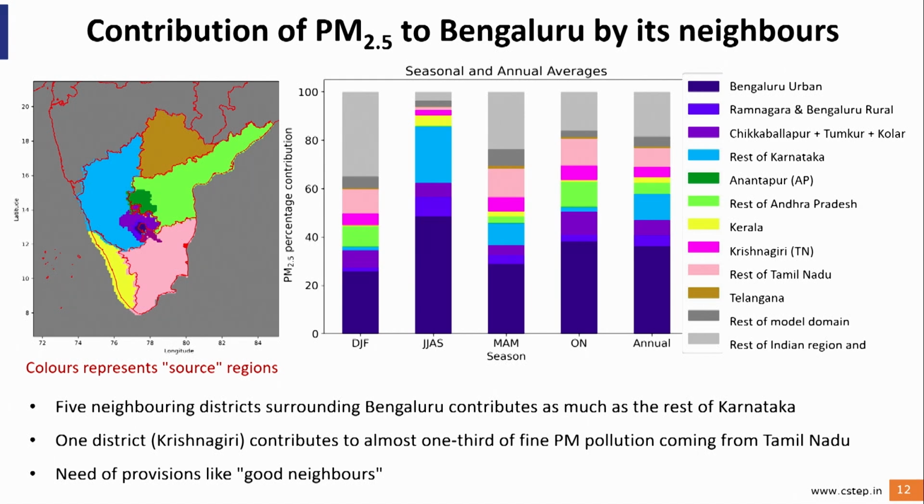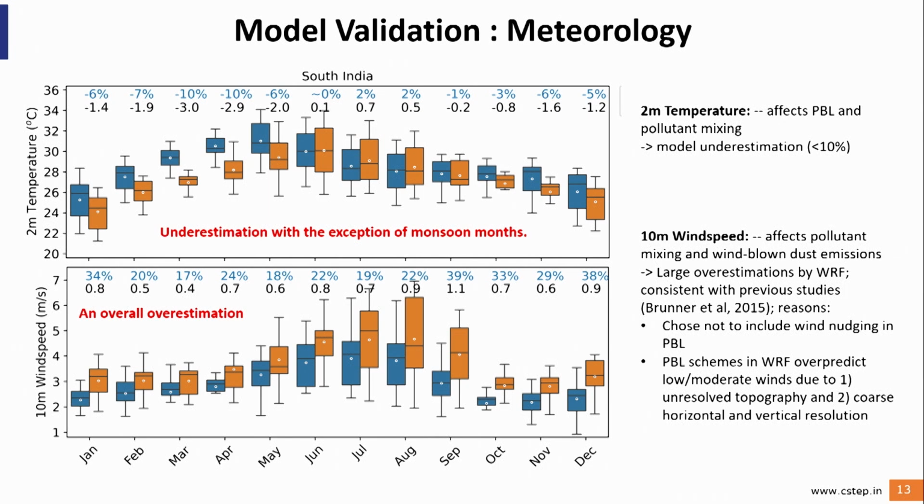So we need provisions like Good Neighbor, which is there in the US under the Clean Air Act. But why should you believe my numbers? Because Srinidhi mentioned that we should have model validation. So we evaluated meteorological variables as well as chemical variables.